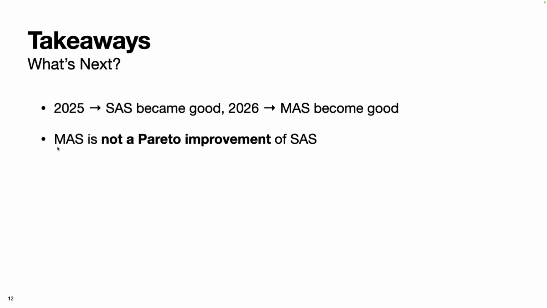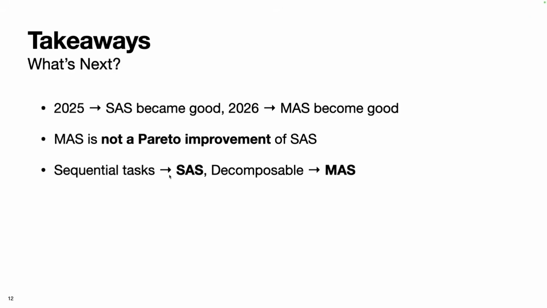Another key point here is that multi-agent systems are not a so-called Pareto improvement of single agent systems. So in other words, multi-agent systems do not dominate single agent ones across all tasks. It's only when tasks are decomposable that multi-agent systems are going to be valuable. So again, sequential tasks use a single agent system, decomposable tasks use a multi-agent system.